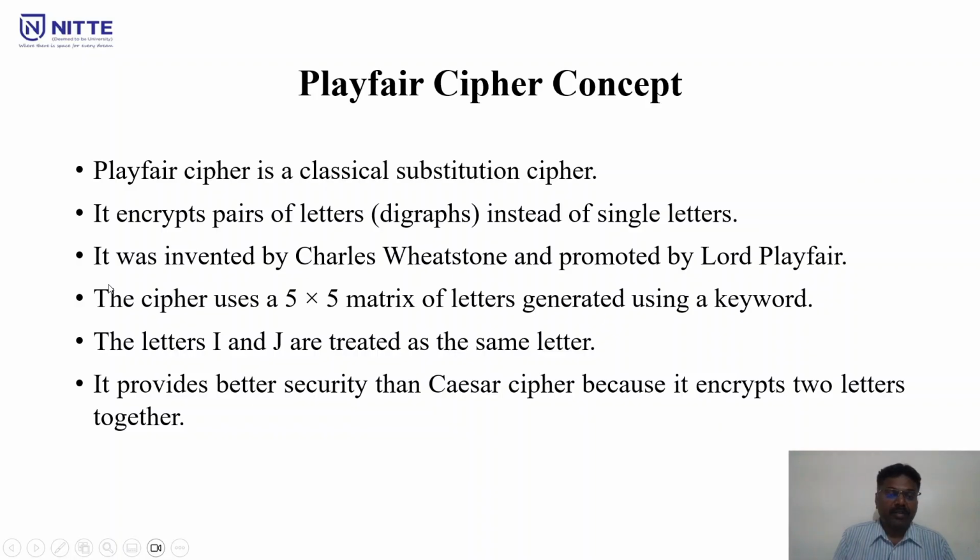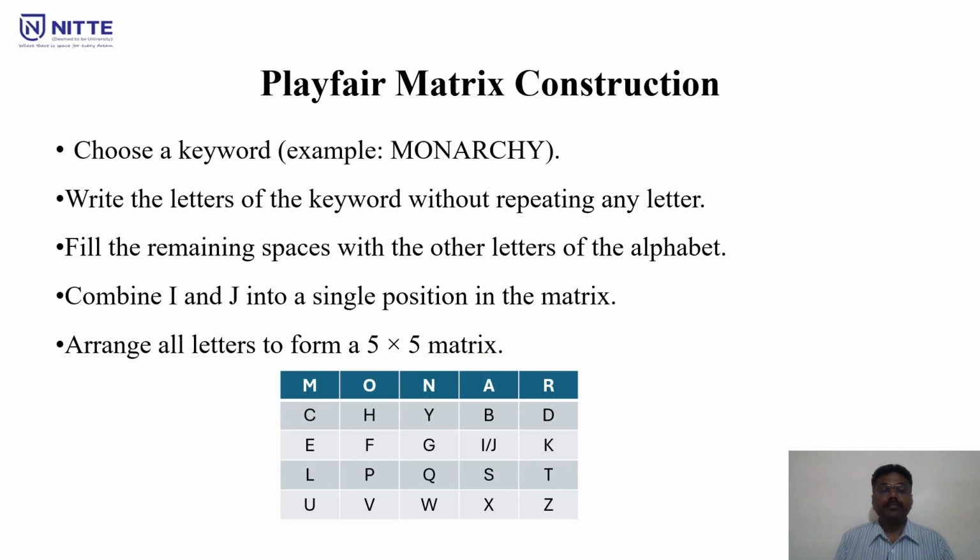So because of that reason, the name of the person who promoted it, Lord Playfair, was kept. In this method, the cipher uses a 5 cross 5 matrix of letters generated by using the keyword. Also, the letters I and J are treated as the same letter. It provides better security than Caesar cipher because it encrypts 2 letters together. This is how we can say it is better than Caesar cipher. So how are we going to construct the Playfair matrix?